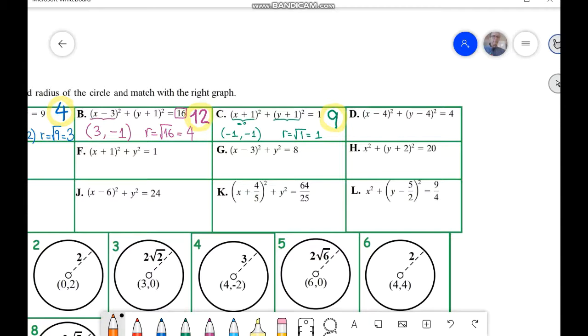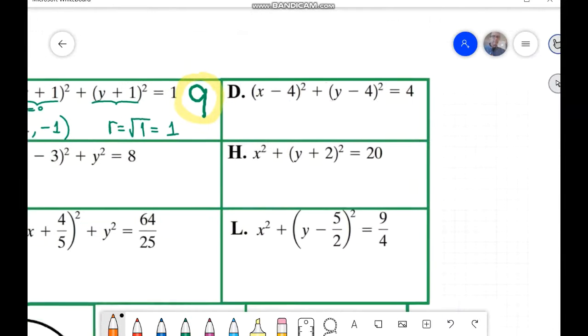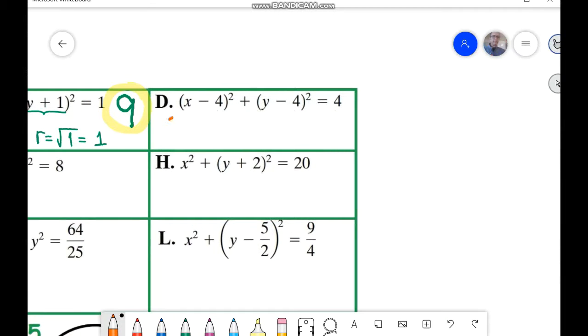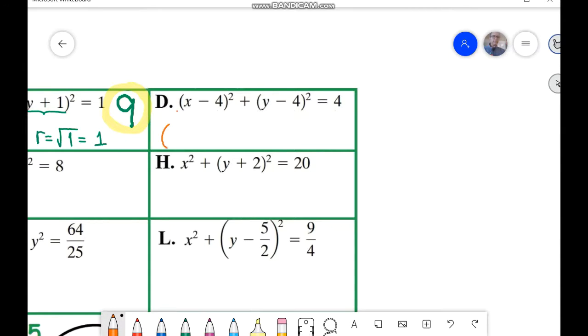And I'm going to give you also letter D, and after that I think you're going to be able to work by yourselves. What makes this equal 0? X minus 4 equals 0? X equals 4, 4 minus 4 equals 0. Same thing here, what makes y minus 4 equals 0? 4 again, 4 minus 4 equals 0.